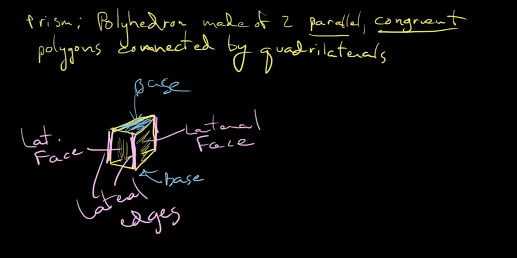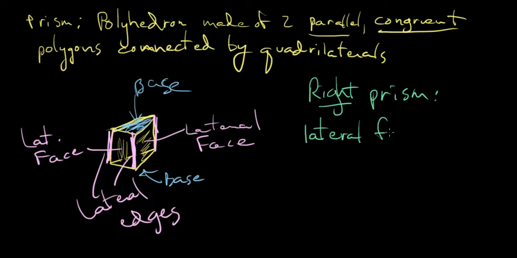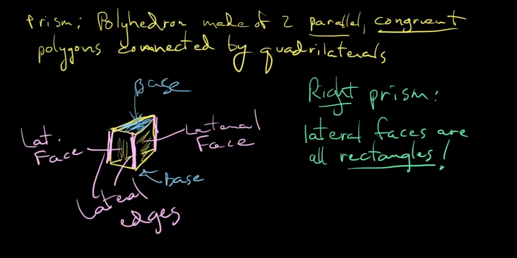On a right prism, that's kind of like a right triangle, a right prism has all the lateral faces be rectangles. For example, this appears to be a right triangular prism, because it looks like all three of the lateral faces are rectangles.